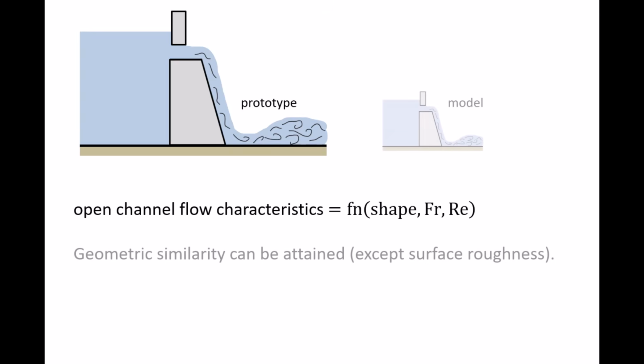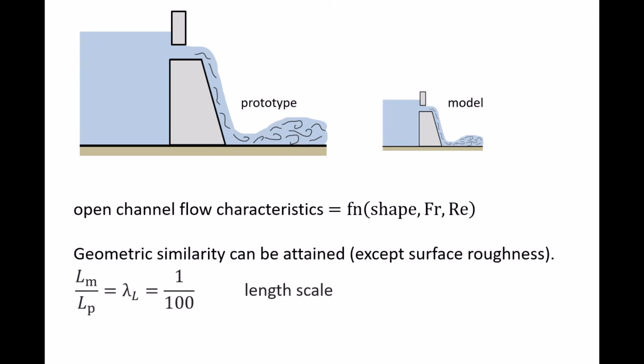We can first attain geometric similarity by building a scale model of the prototype. For example, we can build a model where all the lengths are reduced by a factor of 100 compared to the lengths of the prototype. We'll call this length scale lambda L, and it will have a value of 1 over 100.